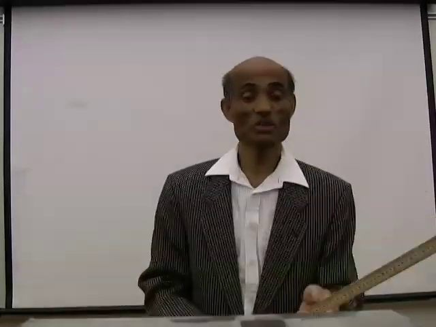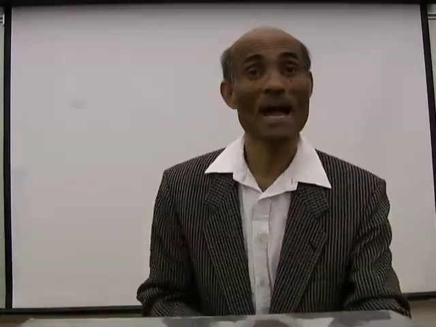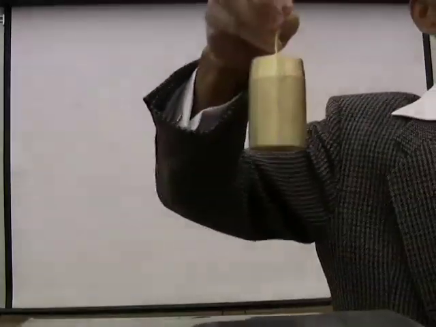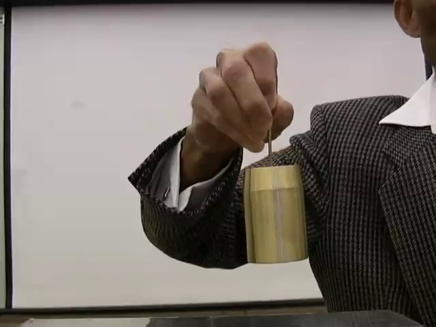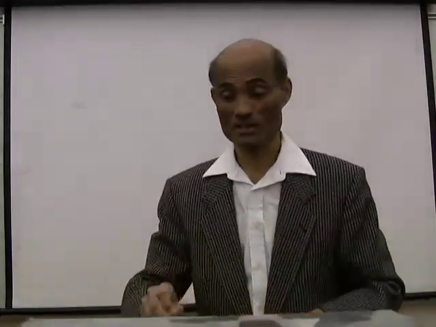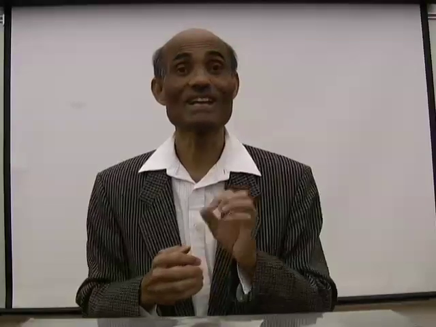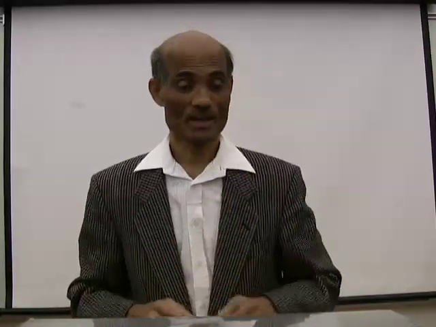What is the unit for measuring mass? Mass is measured in a unit called the kilogram. I'm holding 1 kilogram in my hand. So length is measured in meters, and mass is measured in kilograms. The third fundamental quantity is time, which is measured in seconds.